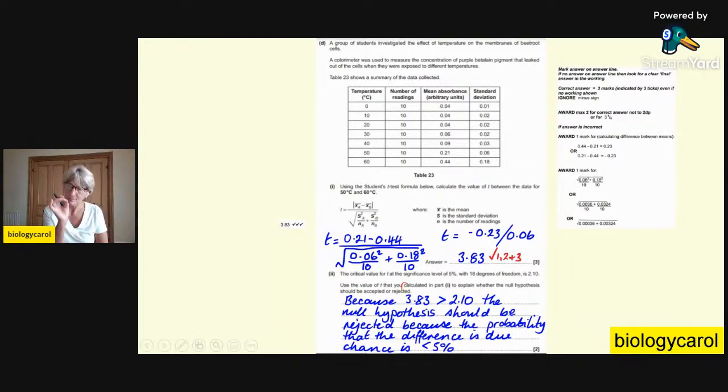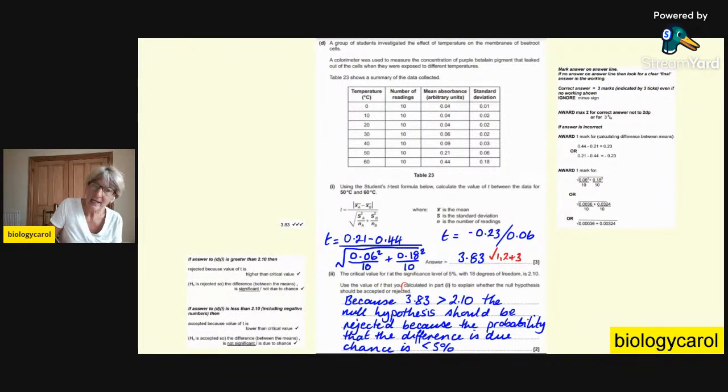And this is, I'm going to be honest, the standard year 13 wording to explain why. And it's because the probability that the difference is due to chance is less than 5%.